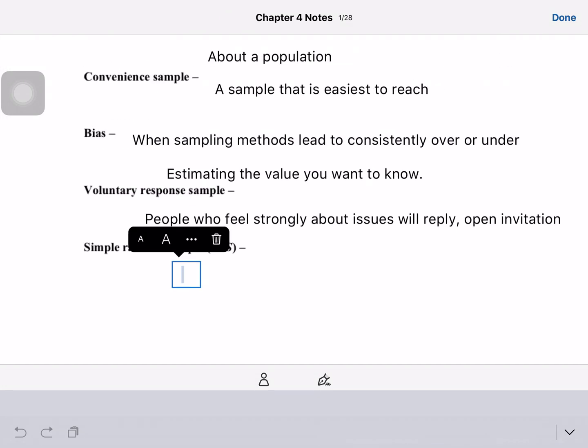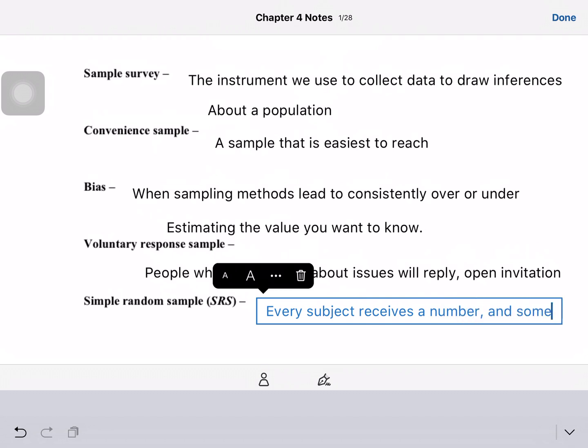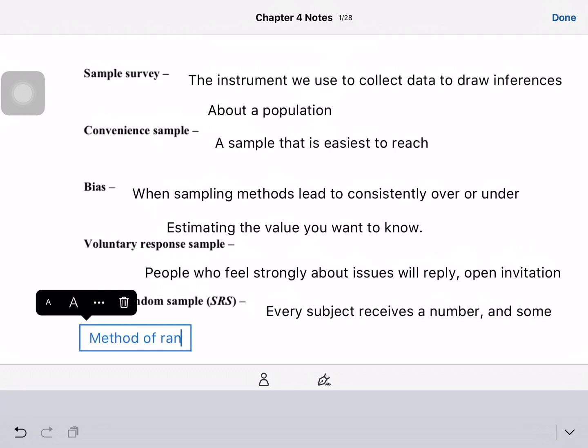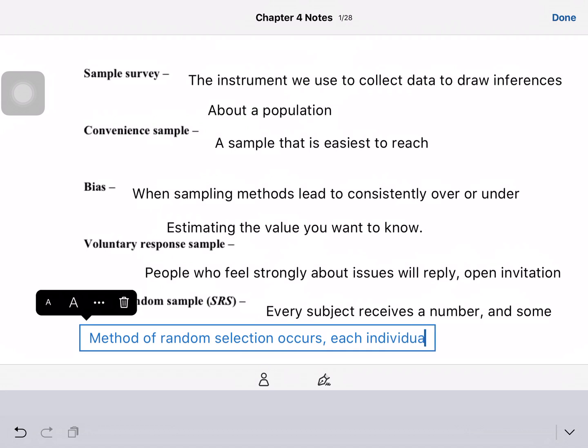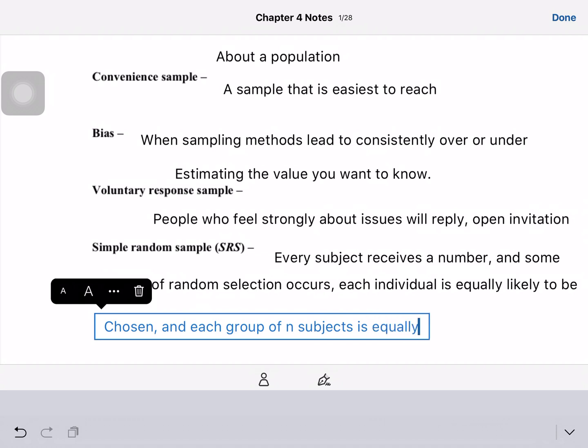Then the next piece that we have is the simple random sample, which we talked about yesterday. And to do a simple random sample, it's very easy. We can say that every subject receives a number and some method of random selection occurs. Each individual is equally likely to be chosen, and each group of n subjects is equally likely to be chosen.